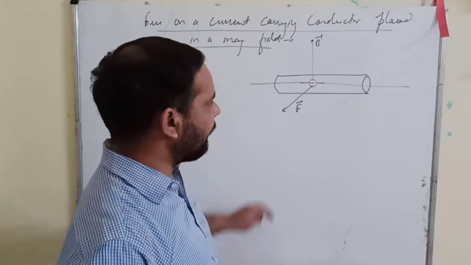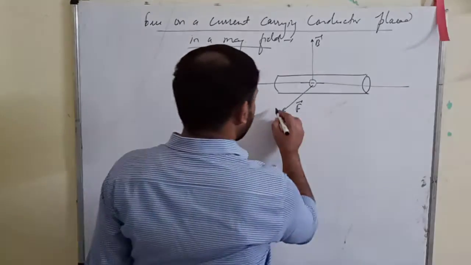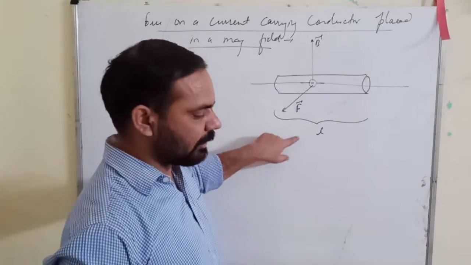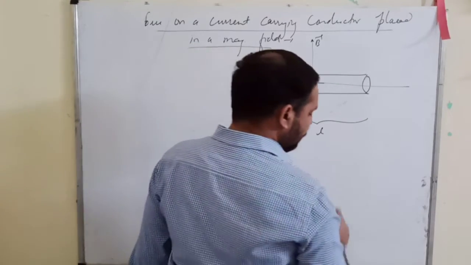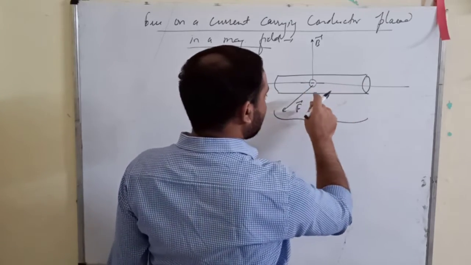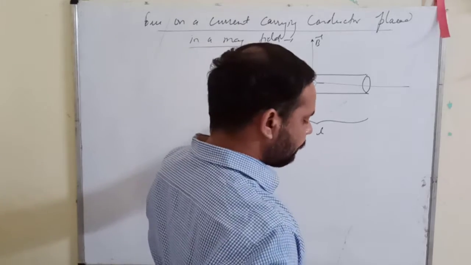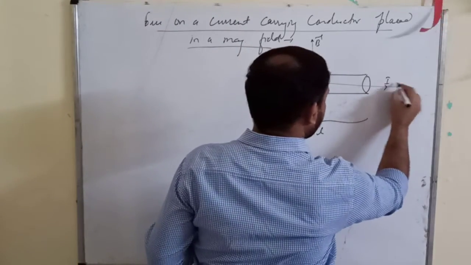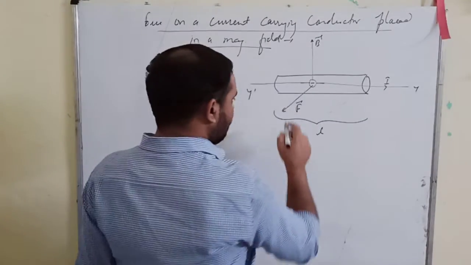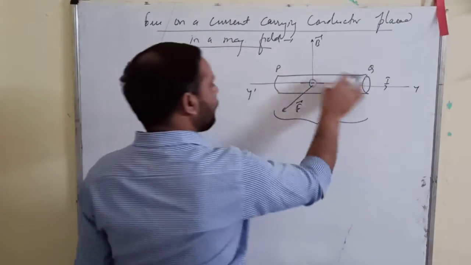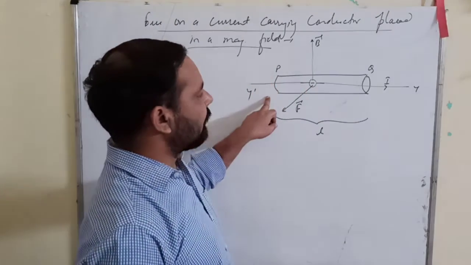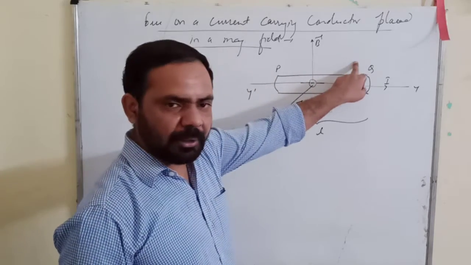Let us suppose that we have a conductor whose length is L, and the current is flowing through the conductor in this direction. Suppose this is Y, Y dash. We can take the directions. Let us suppose that we are naming the ends as P and Q, and the current is flowing from the P end towards the Q end.